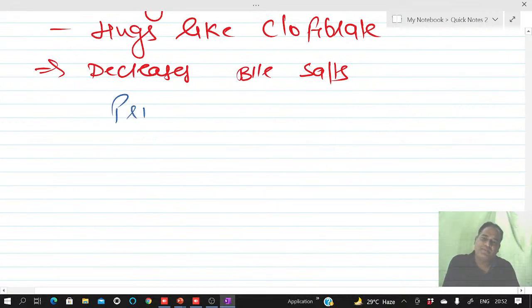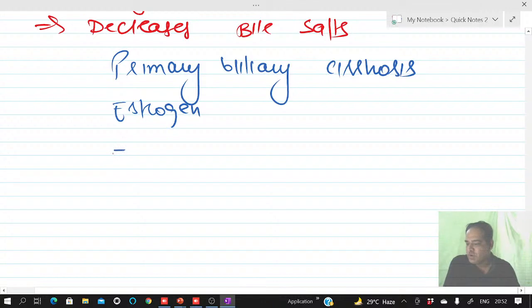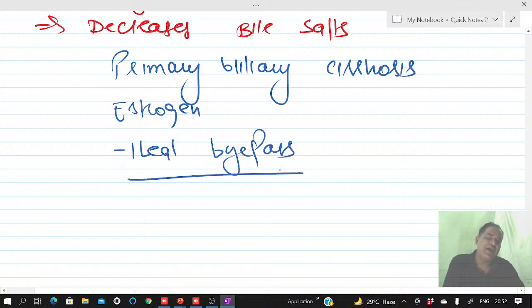Decreased bile salts. For example, in primary biliary cirrhosis. Estrogen, if we use oral contraceptive pills. So ileal bypass, that means when we, let's say, remove the terminal part of the intestine, what will happen? The bile salts will not be absorbed. If the bile salts are not absorbed, what will happen? All the bile salts will be thrown out with the stools. So there will be very less of bile salts and too much of cholesterol.